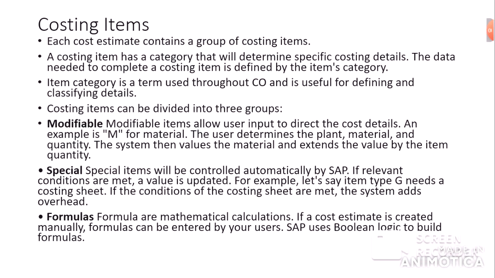The system then values the material and extends the value by the item quantity. Special. Special items will be controlled automatically by SAP. If relevant conditions are met, a value is updated. For example, let us say item type G needs a costing sheet. If the conditions of the costing sheet are met, the system adds overhead.